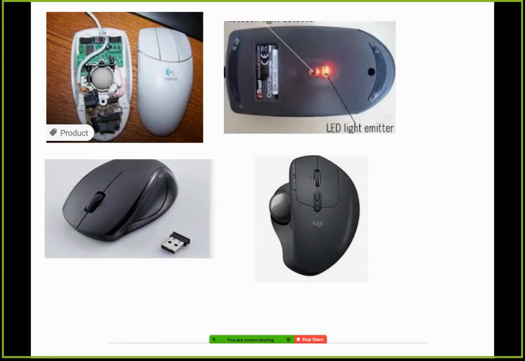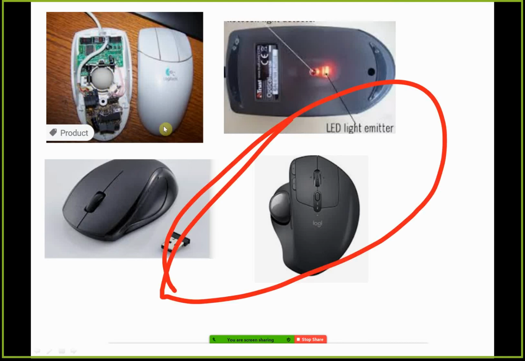These are the different types of mouse. This is a mechanical mouse. There is a small white ball on the mouse. This ball moves. You can see this X, Y, Z. This is a three-dimension observation.